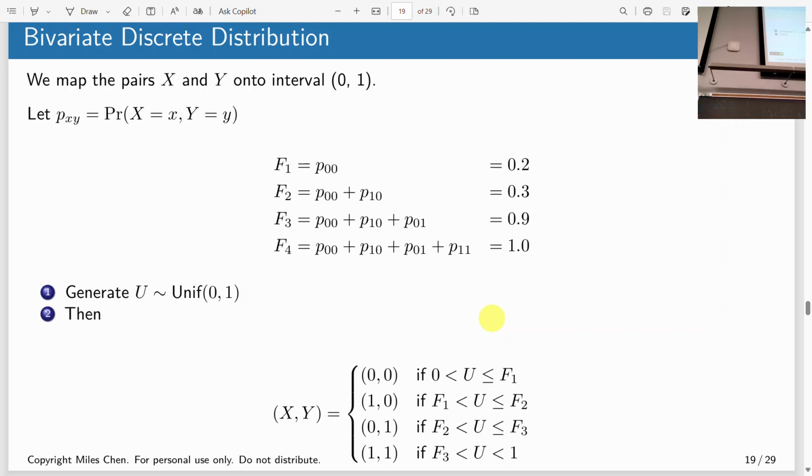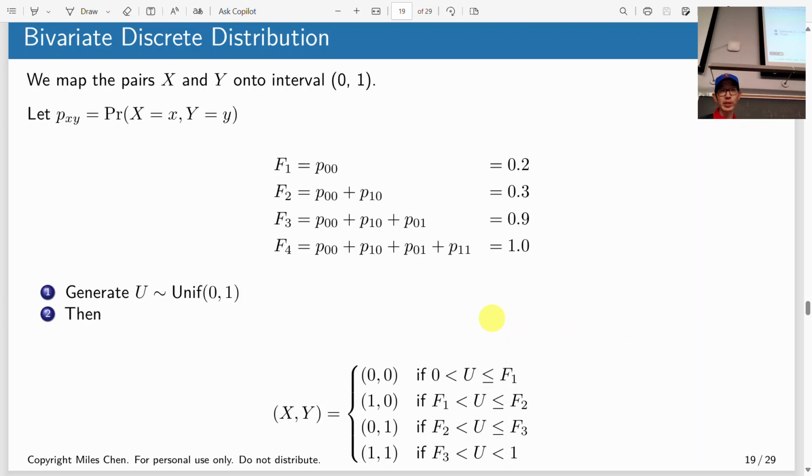It's just an arbitrary ordering of these things. If somebody wanted to say 0.2 to 0.8 corresponds to 0, 1, that would be equally valid. So it's just an arbitrary ordering of the different cells onto the real number line from 0 to 1.